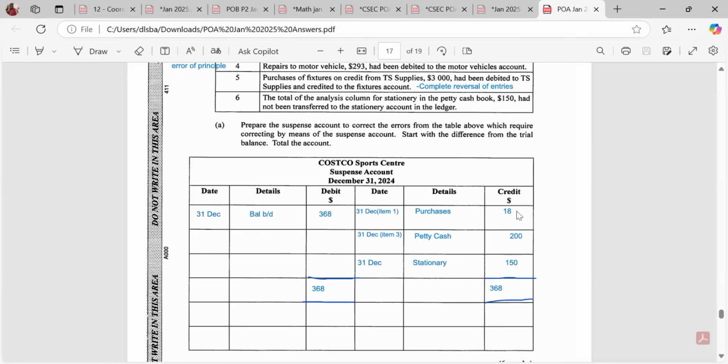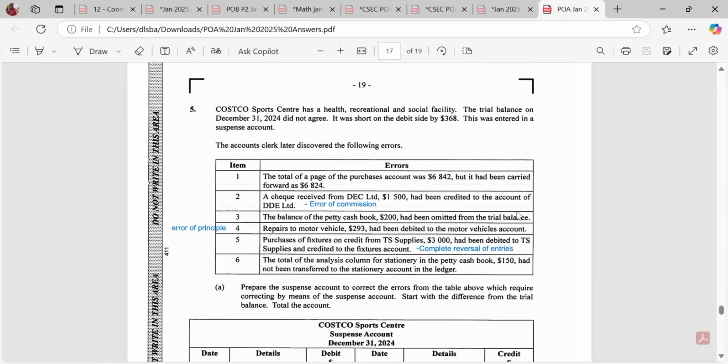We'll credit it $18. The next one, well, I put the thing on the board already. A check received from DEC Limited had been credited into the account of DDE Limited. What type of error? When I put the amount in the wrong person's account, that's an error of commission. You remember that? And that is one of the errors that do not affect the trial balance. So that's not going in the suspense account. So we could skip that for now.